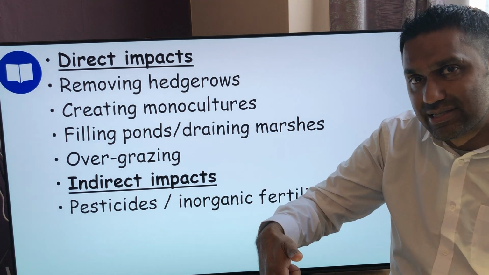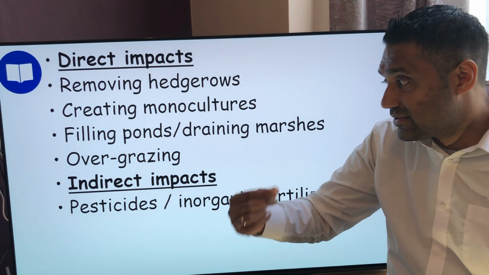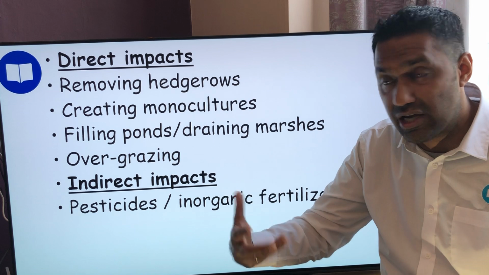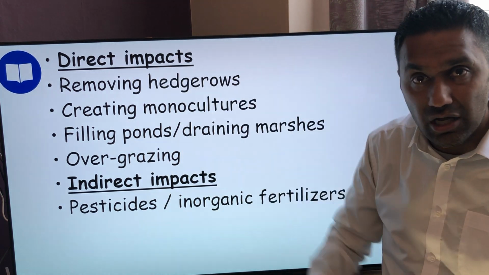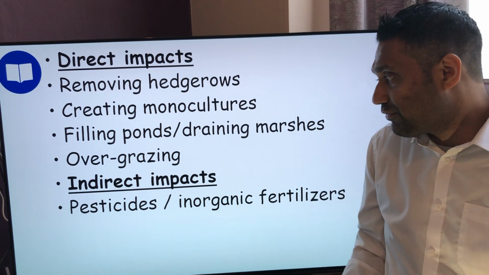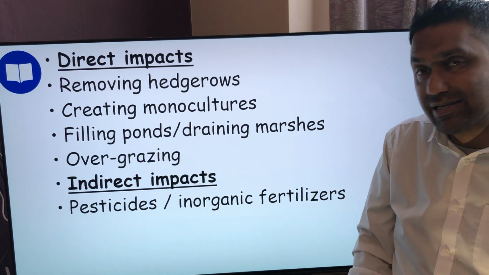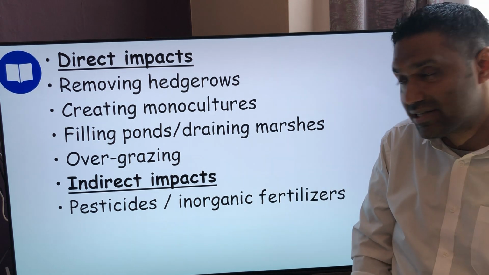You kill off all those insects, the aphids, there's no food for the ladybirds, so they die, which means the spiders die. Therefore, a particular bird might die or something, because there's not enough food. So pesticides can have an indirect impact on the entire species diversity in that area.